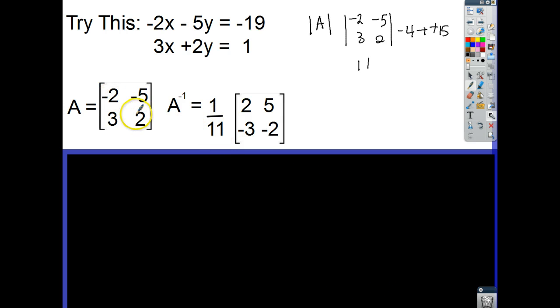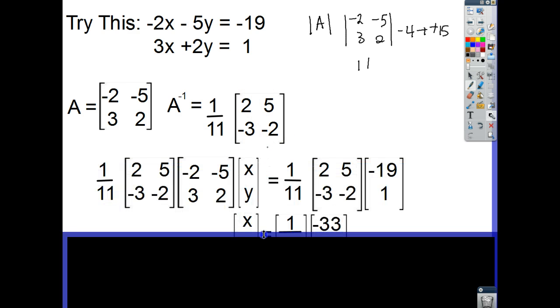And then these two changed places. You could confuse that with changing signs since they both have a 2, but they actually changed places. And on this diagonal with the inverse, they changed signs. So the +3 became -3, and -5 became +5. So this is our inverse right here.